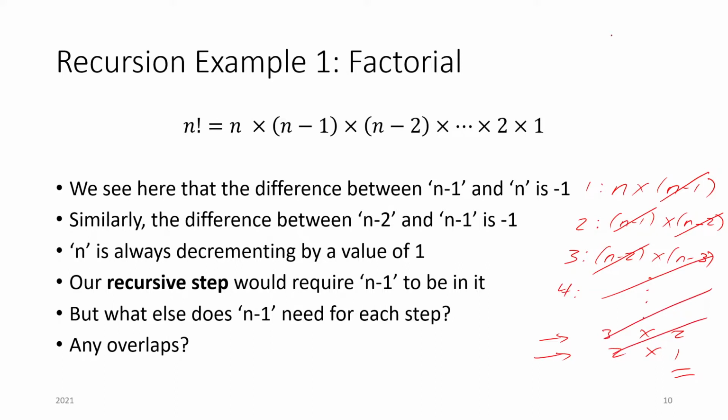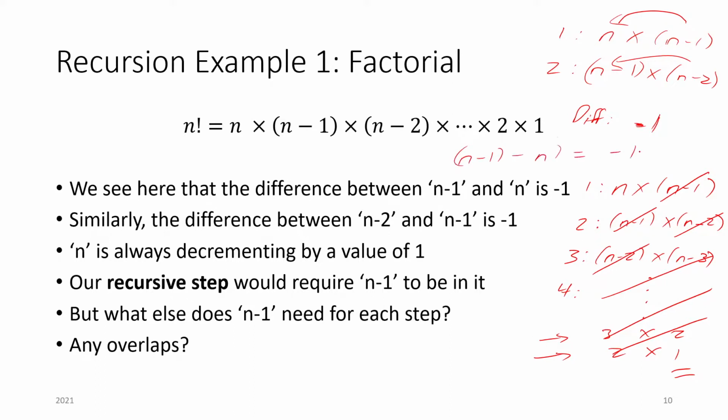We also note that in between the first one, which was n by n minus 1, and the second, which was n minus 1 by n minus 2, if we watch the differences between these two, it's always going to be a difference of minus 1. That's like if we say n minus 1 minus n, that's going to be minus 1, and so forth as we keep on. So because n here is changing by a difference of minus 1, that's why we have this recursion step that we need to factor in.